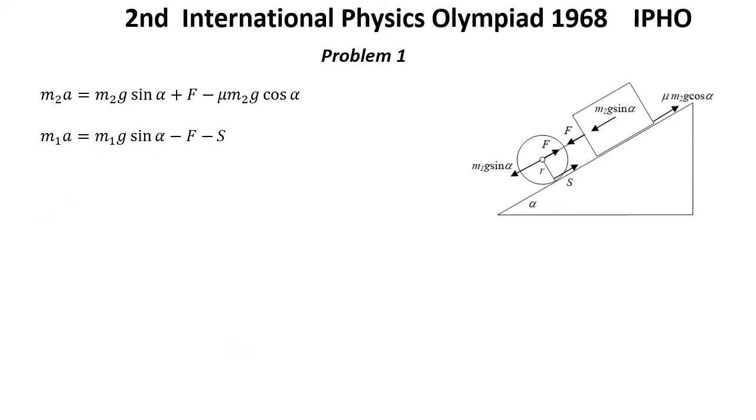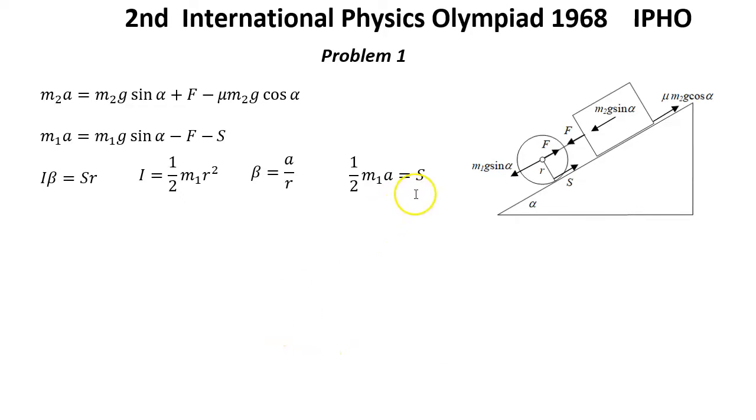The equation of motion for the rotation of the cylinder is I beta equal SR, where I is the moment of inertia for the cylinder, which is 1/2 m1 r square. Beta is angular acceleration, which is a over r, and S is the force of friction for the cylinder. So from this equation, putting this expression, we have 1/2 m1a equal force S.